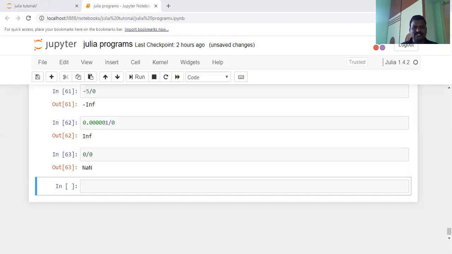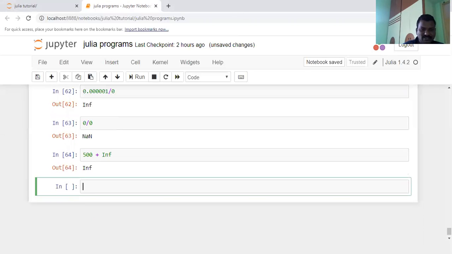For example, any number plus 0, any number plus infinity. What is the value? If you take any number, 300, 400, any number plus infinity, that value gives infinity. For example, any number minus infinity. If I take a simple number, 500, minus infinity, this value is also minus infinity.